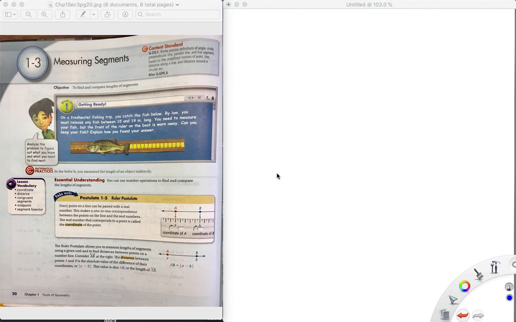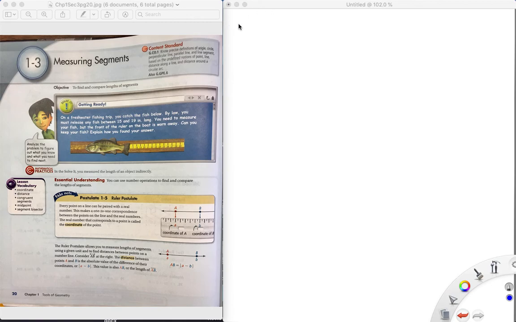Okay, this is Geometry, Chapter 1, Section 3, Measuring Segments. Postulates, and more postulates. So, postulate 1-5 deals with something called the ruler postulate.